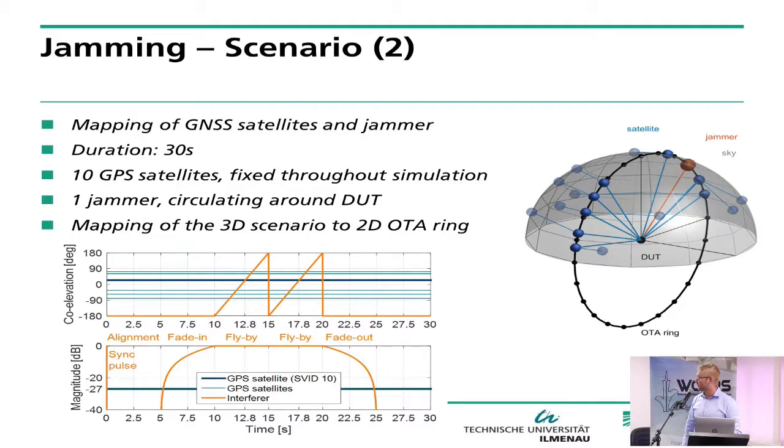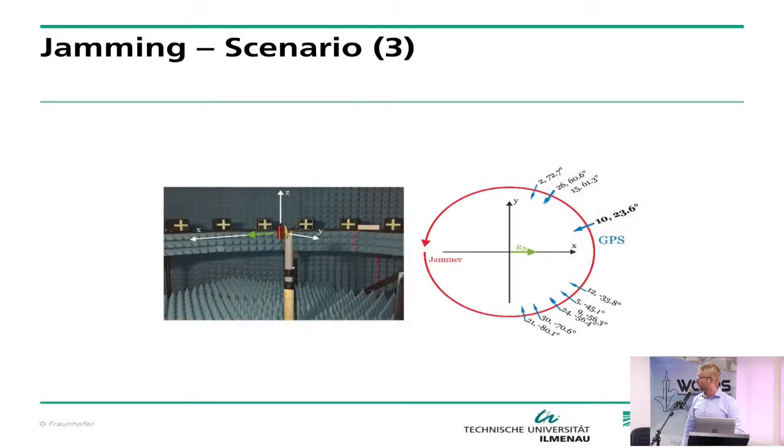So this is another drawing. Here is the antenna, and there's the antenna ring, and the jammer moves around, and we investigate the signal of one satellite, if the satellite is visible still or not.